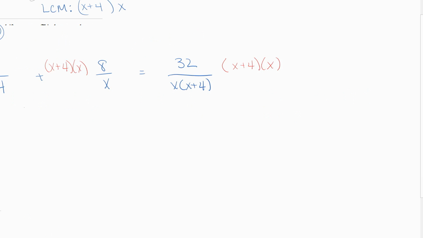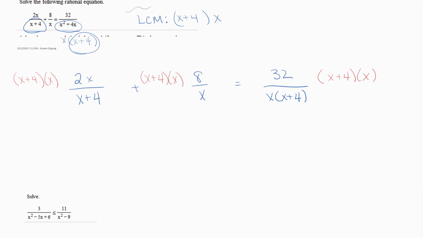Okay, so notice here the x plus 4's cancel out. So we're going to have this x times 2x. Plus next, here the x's cancel out, so we have x plus 4 times 8. And on the right-hand side of our equation, the x plus 4's cancel out and the x's cancel out, so we have 32. Okay, so from here, we're going to multiply and then solve for x.